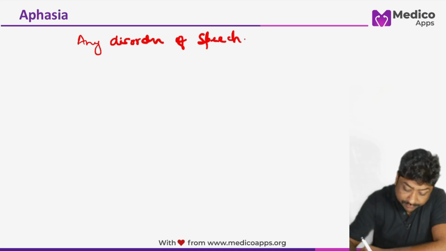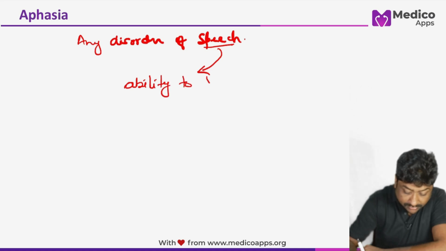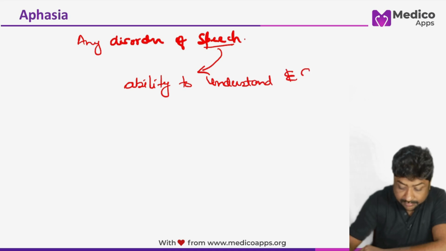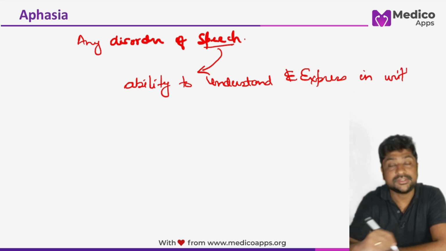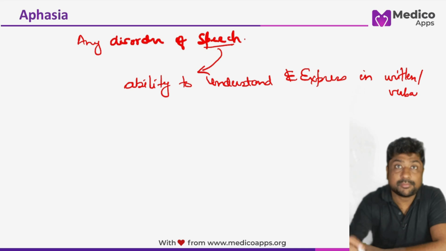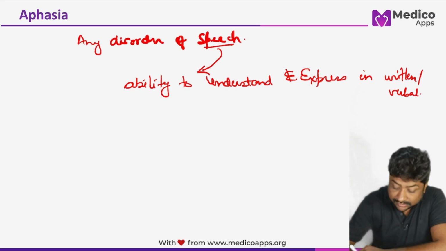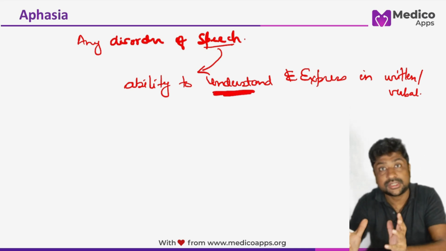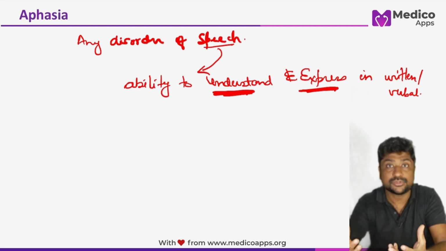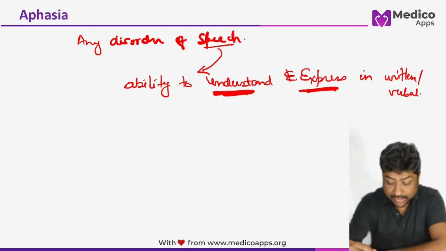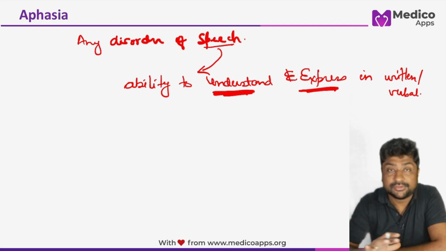So what is speech? When we define speech, it is the ability to understand and express in written or verbal means. This is very, very important, and this is where I want your attention: it is both the ability to understand as well as express which constitutes speech. So there are two components to speech, understanding and expressing.